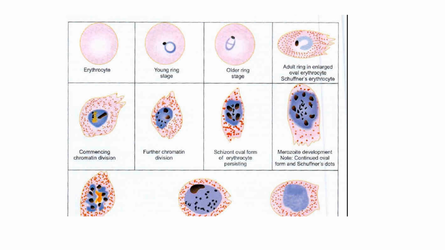In the figure, we can see the infected erythrocytes are slightly enlarged, and the young ring stage and older ring stage of the Plasmodium ovale, and the adult ring in an enlarged oval erythrocyte, which gives its characteristic name ovale, and several merozoite development stages and trophozoites of the parasite. This is the general morphological features of the Plasmodium ovale.